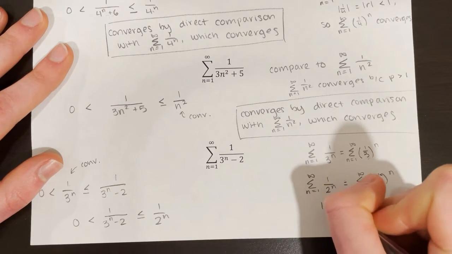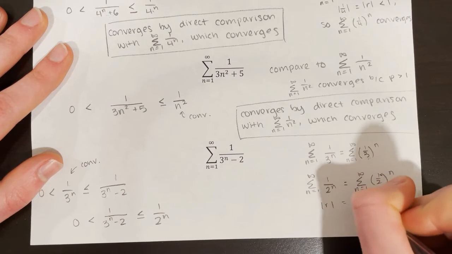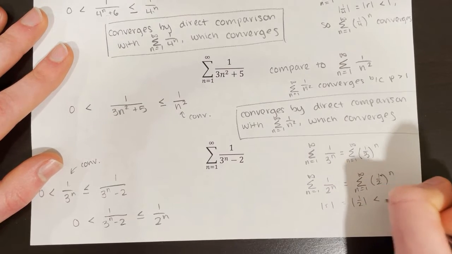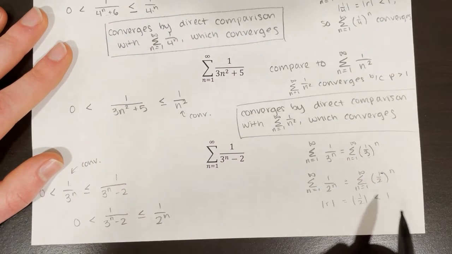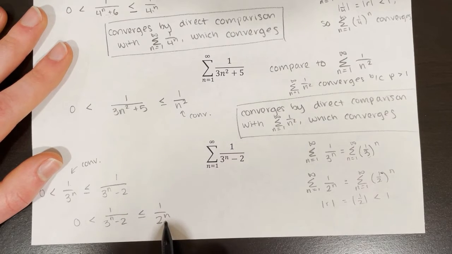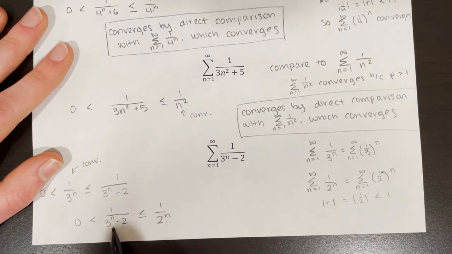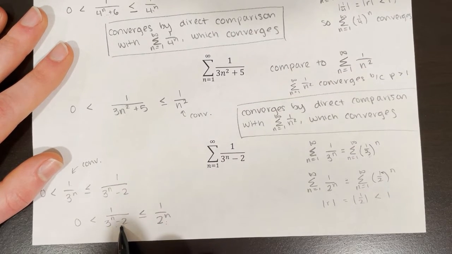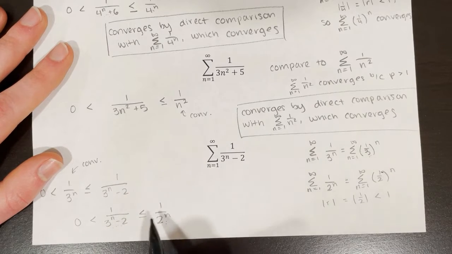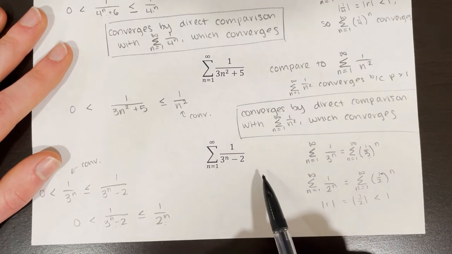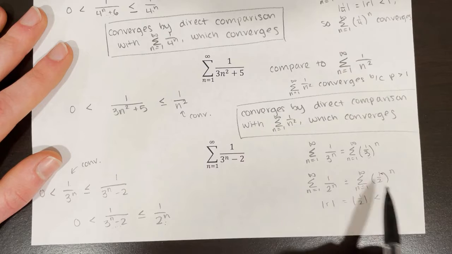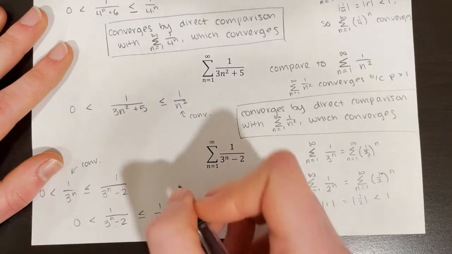Now, because the absolute value of our r value, which is equal to the absolute value of 1/2, or 1/2, is less than 1, that means that our series is going to converge. So that means this series converges. If the bigger one converges, the one that's smaller than that must also be converging, because converging means that it's smaller than if it's diverging. So we will say that this series converges by direct comparison with the series from n equals 1 to infinity of 1/2 to the power of n, which also converges.